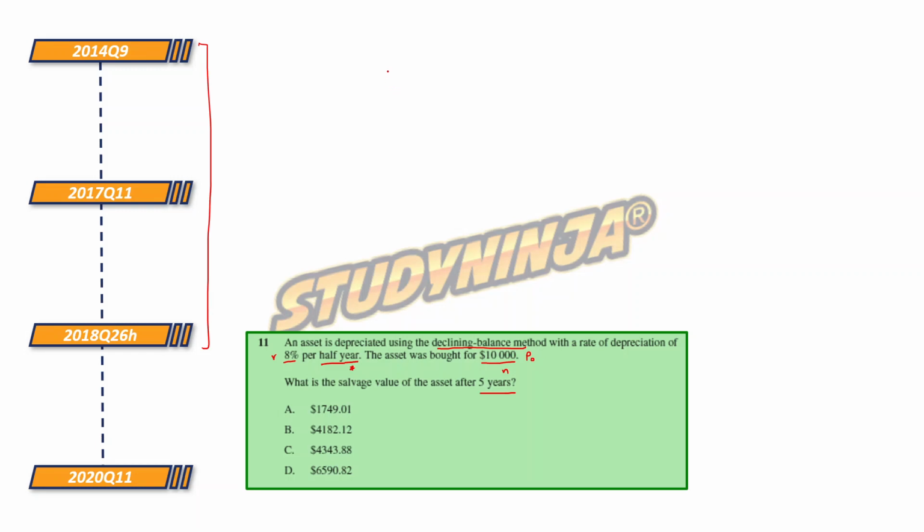So to work that out, the formula will still be the same. Salvage value is equal to P0, 1 minus R to the power of T, right? But because it's depreciating every half a year, everything would change to every half a year. Time doesn't really care if it's a year or half a year or every 3 months. It needs to sync with what rate the depreciation is happening. Here, it's happening every half a year.